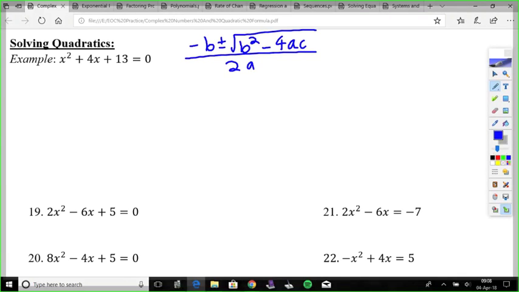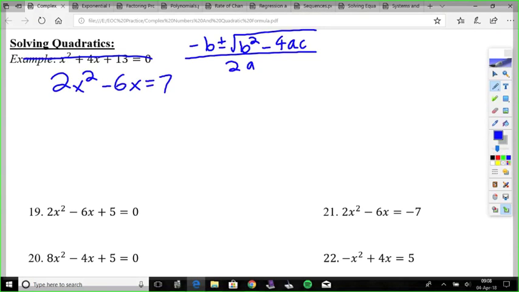All right, so I'm going to leave my example. You already have that on your paper, so rather than doing 2 problems, I'll just do one of your problems. I'm going to do number 21, okay? So number 21, we have 2x squared minus 6x equals 7.